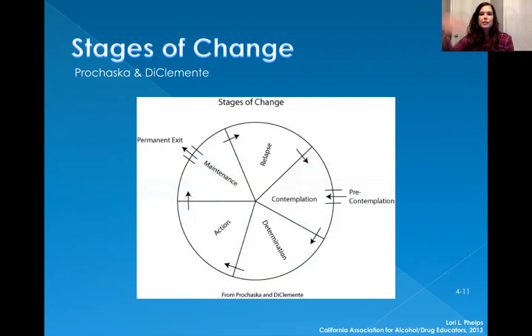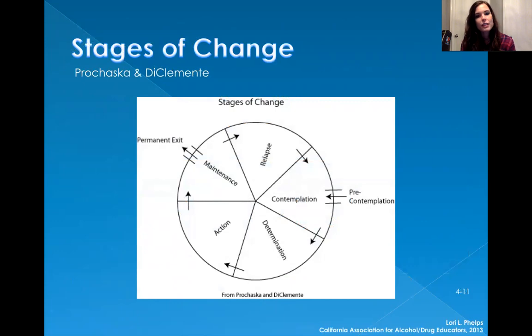Then the contemplation stage moves towards determination. All right, I'm making a plan to change. I know I need to change. I'm going to go to rehab or get help on this date. Then there's action. That could be inpatient rehabilitation. That could be detox. That could be intensive outpatient or IOP. It could be just choosing to quit cold turkey and attending meetings. Whatever that means to the person. The action stage is when they've actually quit and they're working on it.